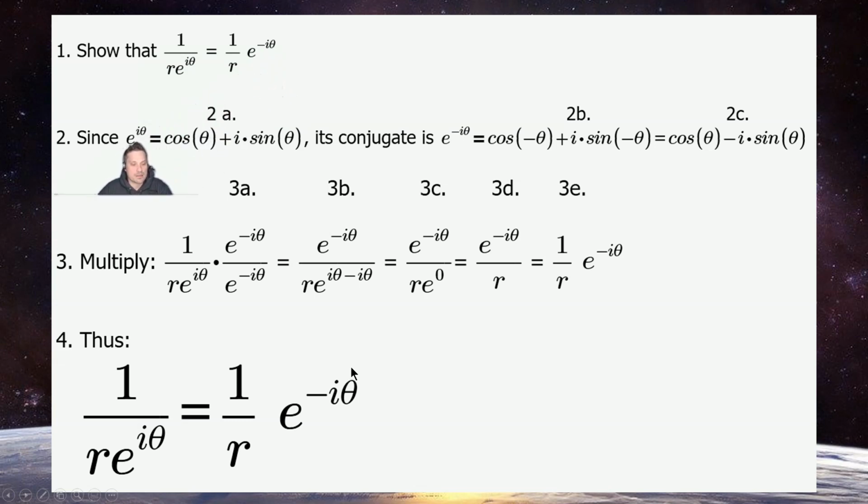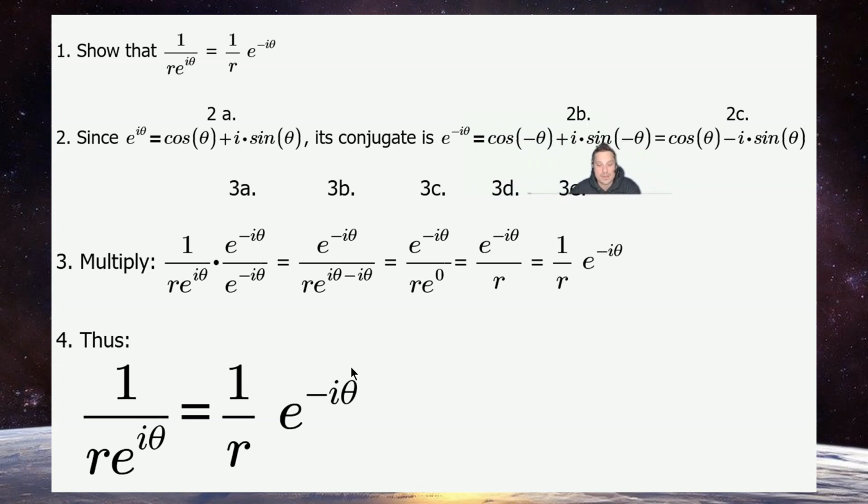Remember the following, that e to the i theta in the context of complex numbers can be defined as cosine theta plus i sine theta. That means that to form the conjugate of this quantity, I would replace theta with negative theta. Now, why would I do that? Above my head, it says e to the negative i theta. When you put that into the cosine and sine, it would be cosine of negative theta plus i sine of negative theta at step 2b.